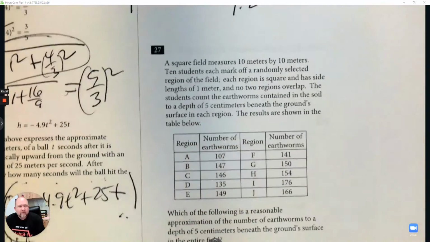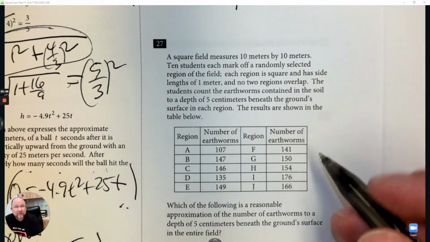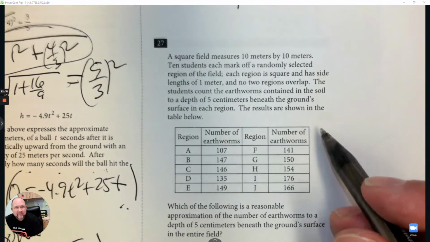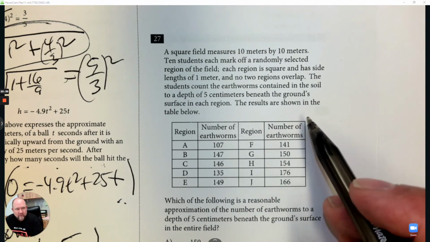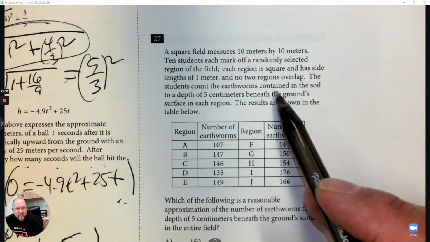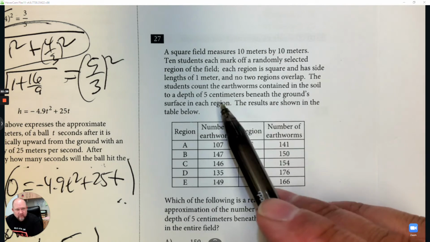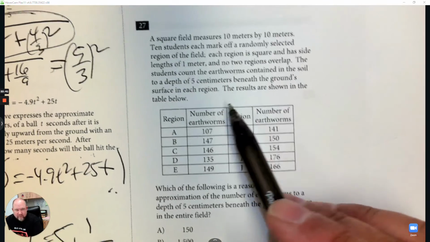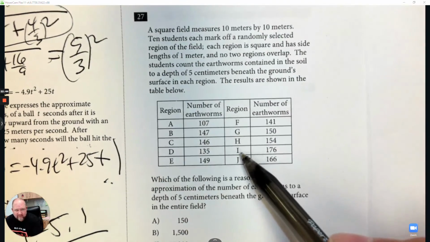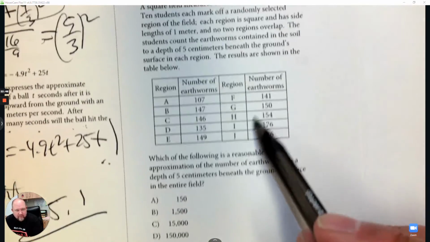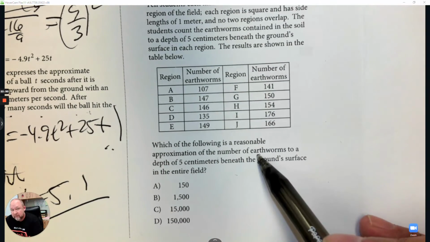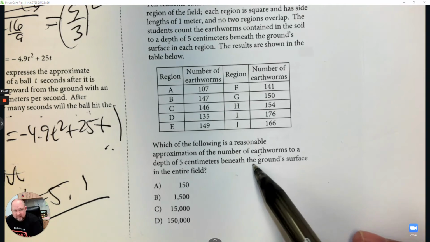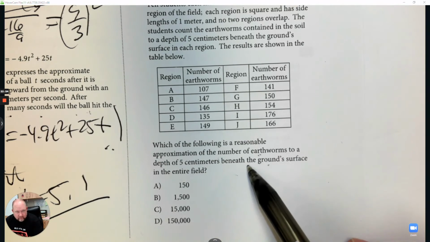27. A square field measures 10 meters by 10 meters. 10 students each mark off a randomly selected region of the field. Each region is a square and has side lengths of 1 meter and 2 regions overlap. The students count the earthworms contained in the soil to a depth of 5 centimeters beneath the ground surface in the region. This is definitely one you'd save for the end. The results are shown in the table below. Which of the following is a reasonable approximation of the number of earthworms to a depth of 5 centimeters beneath the ground surface in the entire field?